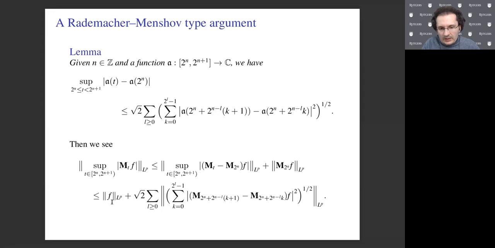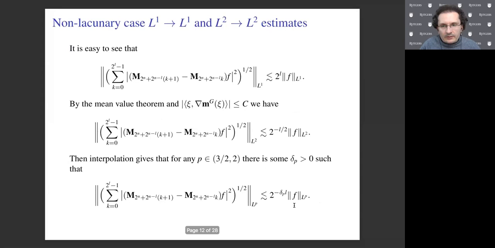And now here we apply this inequality, this Rademacher-Menshov argument, and now the matter is reduced to estimating this square function, and we have to obtain some gain in L which will be summable. If we are able to do this, then our problem will be accomplished. So let me show you how to do that.